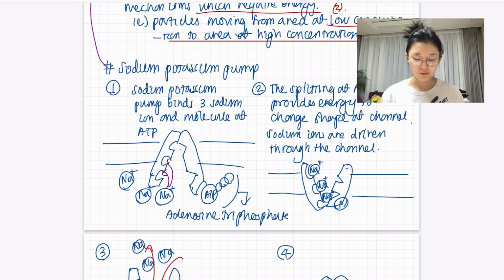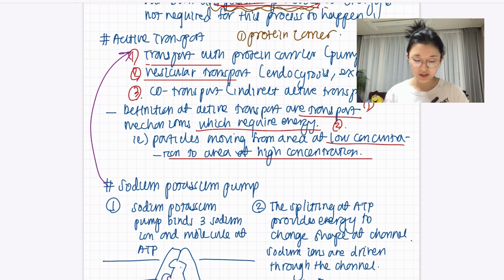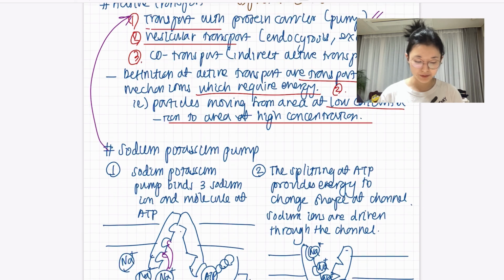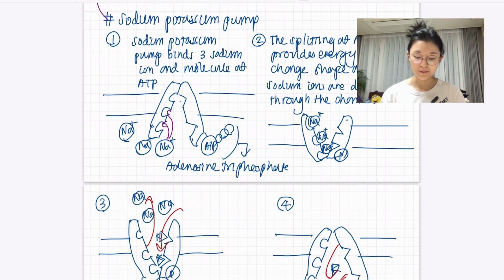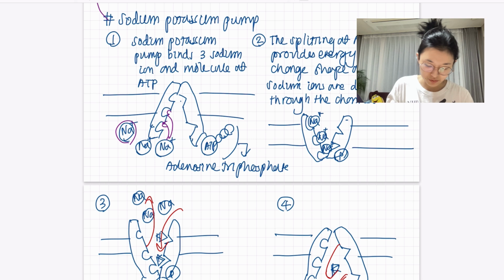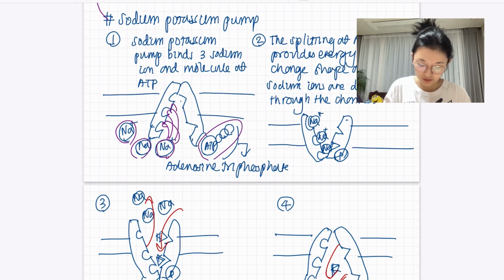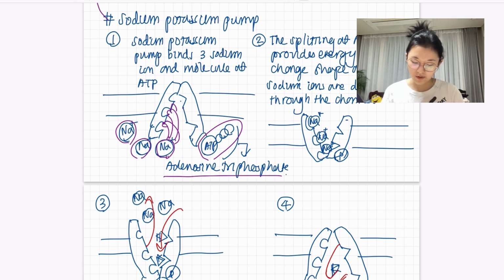In this specific video, we'll be looking into the sodium-potassium pump, which qualifies for the first type of active transport, with protein carriers or pumps. In the case of the sodium-potassium pump, the pump binds 3 sodium ions and 1 molecule of ATP. Just to remind you, ATP is a molecule consisting of adenosine and 3 phosphates. That's why the full name is adenosine triphosphate.